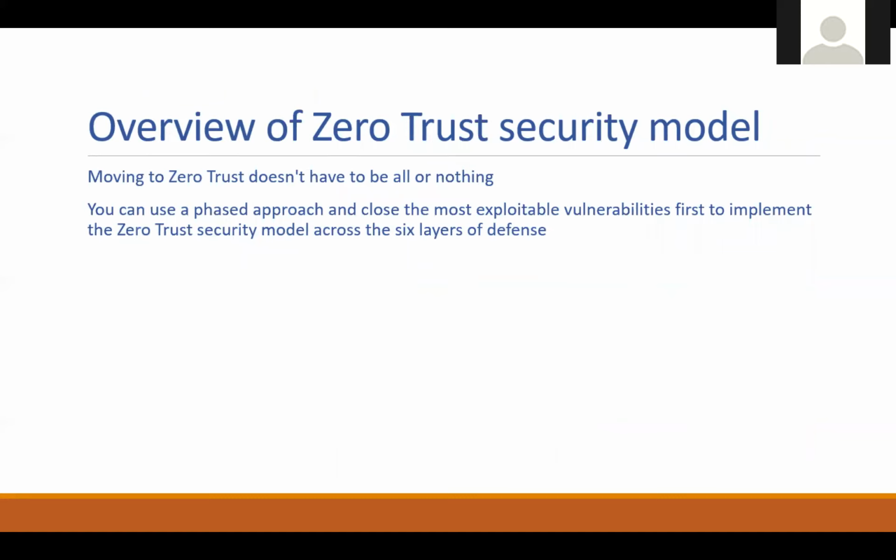And moving to zero trust doesn't have to be an all or nothing approach. You can use a phased approach to close the most exploitable vulnerabilities first, to implement the zero trust model across the 6 layers of defense. So one of the key areas to start off with is identity, and then also data classification, so that you can verify the source of the request for access, and you can track where the data is going and who is actually using it.